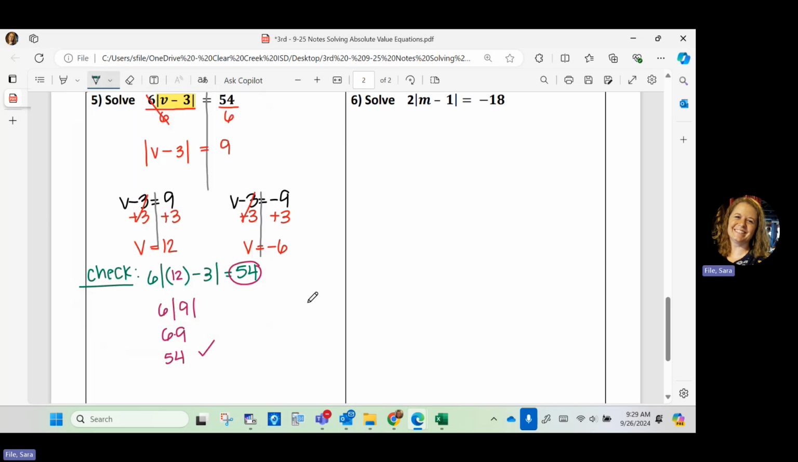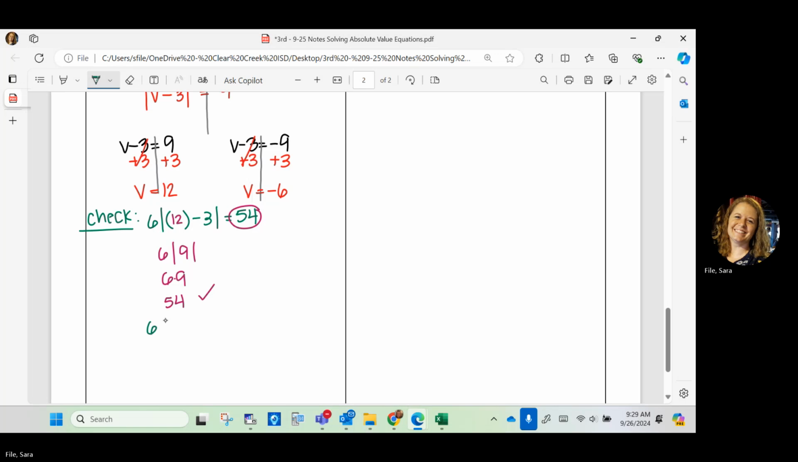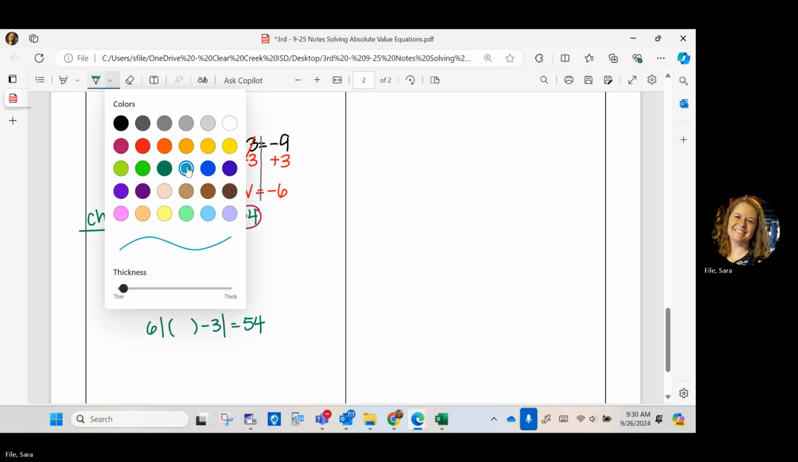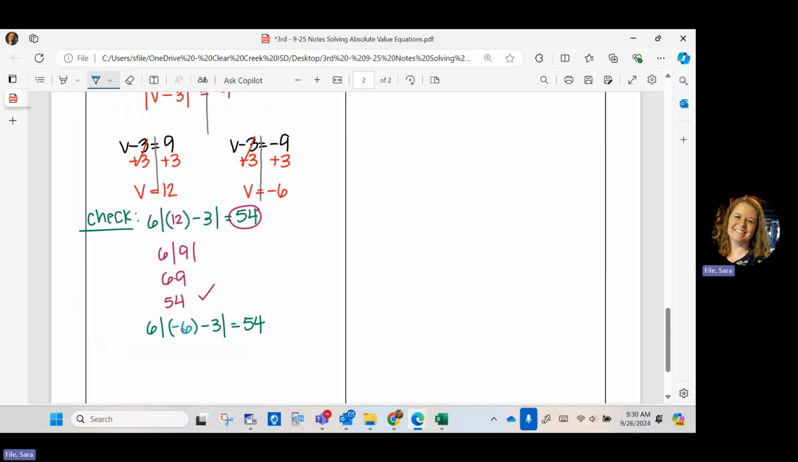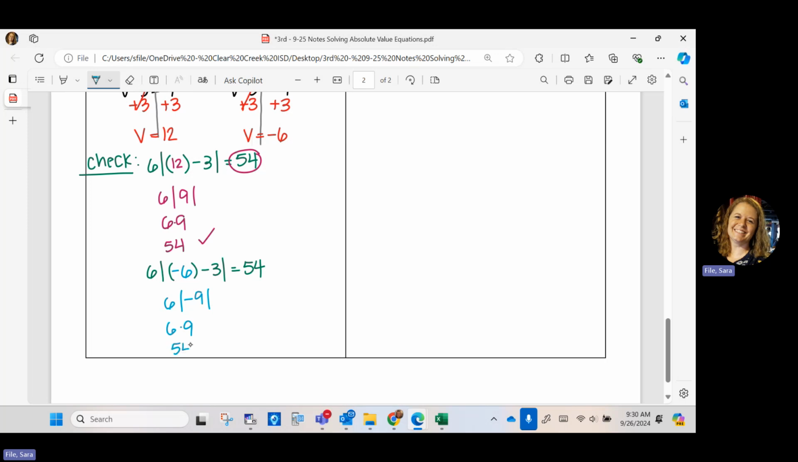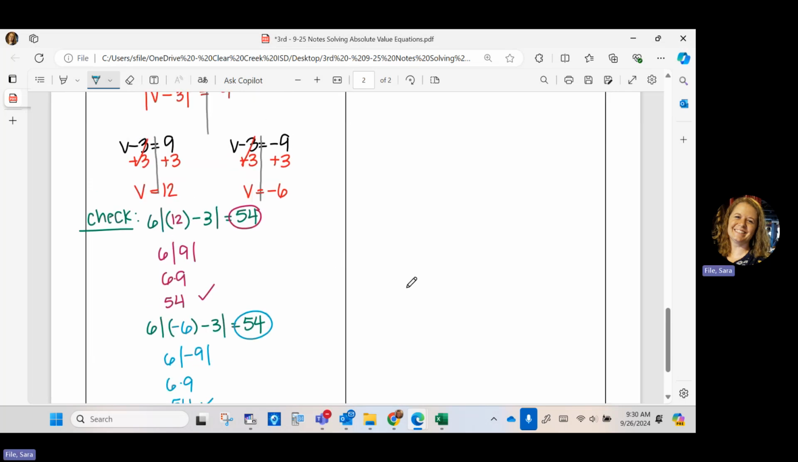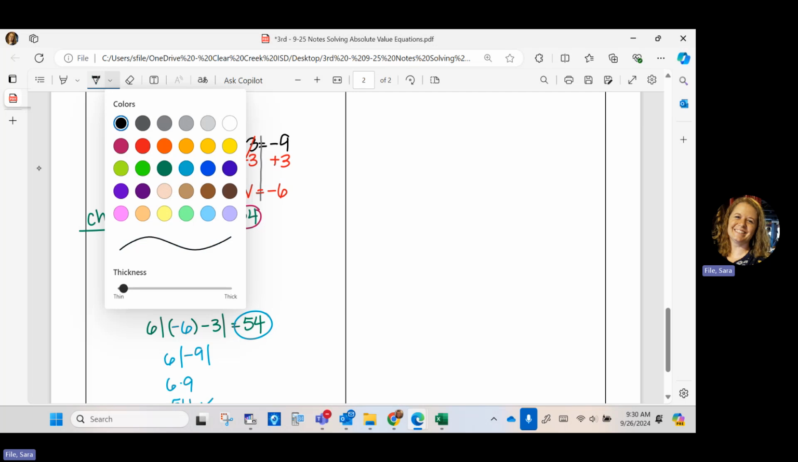So then I check, all right, does negative 6 work? If I plug in negative 6, negative 6 minus 3 is negative 9. So I have the absolute value of negative 9 times the 6. The absolute value of negative 9 is positive 9. And again, 6 times 9 is 54. So it checks out. It was supposed to come out to equal 54. So that means 12 and negative 6 are both solutions.